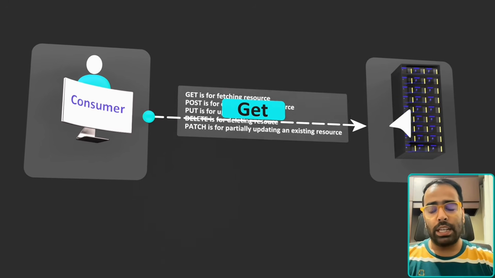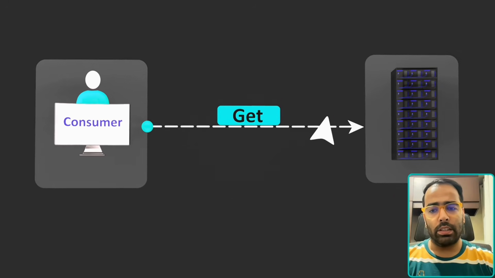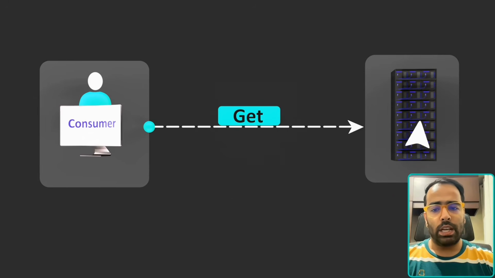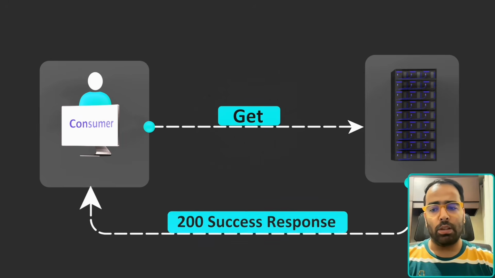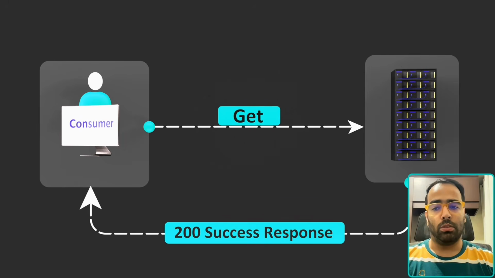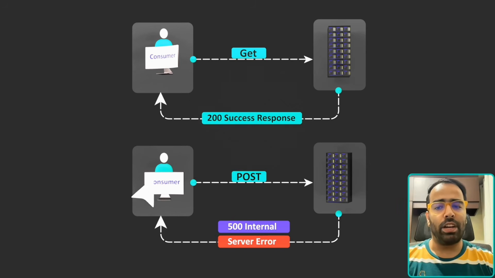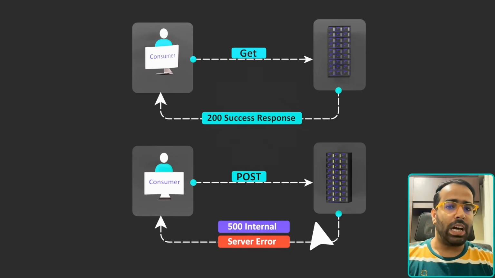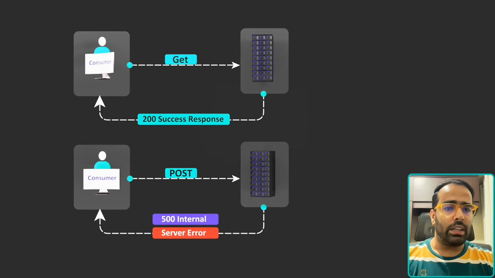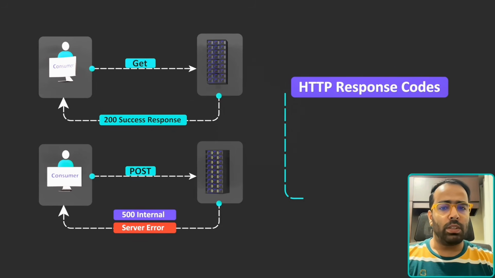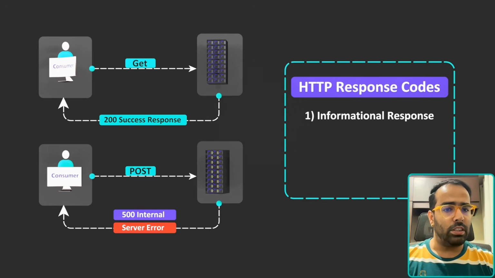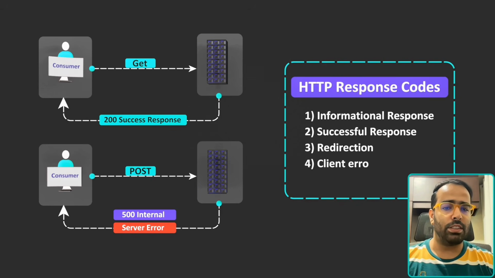And whenever the server gets a request based on the HTTP method, it will process the request, and then the response message will be sent with an HTTP response status code. It can be 200 for success, it can be 500 for internal server error. So at a high level we have 5 different categories of HTTP response codes. The first one, which starts with 1, is informational response. The second one starts with 2, which is successful response. Then 3xx is for redirection, 4xx is for client error, like 404 not found, 400 bad request. 5xx is related to server error.